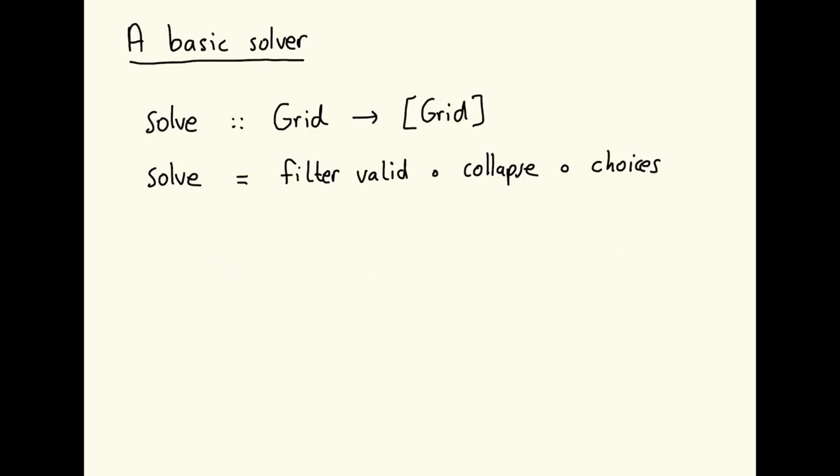So what we need to do now is think, how can we define the 2 parts of this definition that we haven't seen yet? How do we define choices and how do we define collapse? So this is what we're going to do now. So first of all, we're going to apply the idea of making choices. And the idea here is a very simple one. What the choices function is going to do is it's going to take each blank cell in a Sudoku grid and replace it by all possible choices between 1 and 9.